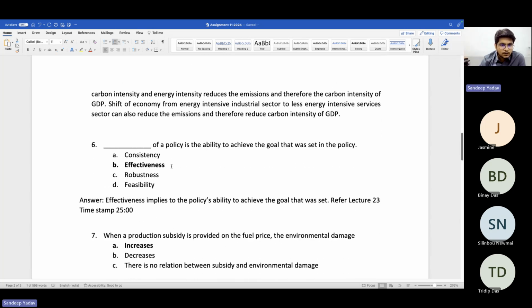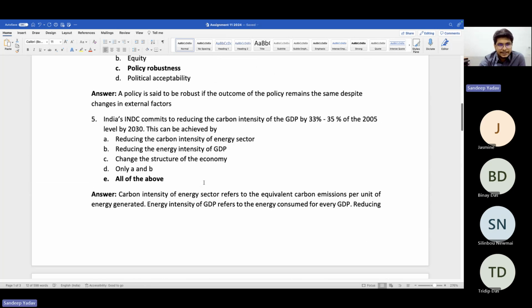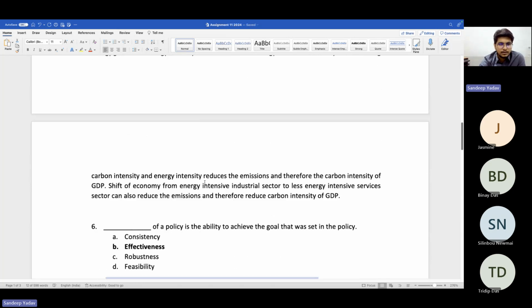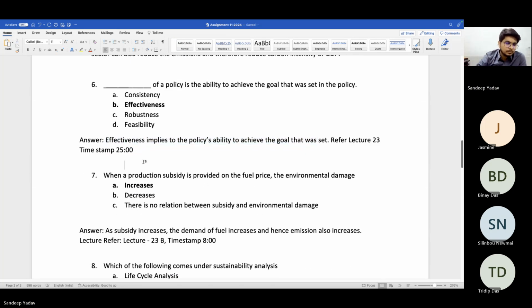Question number six: the policy's ability to achieve the goal that was set is called effectiveness. Effectiveness implies the policy's ability to achieve the goal that was set. I hope till question number six you are clear. If you have any doubts, you can ask me. Moving to question number seven.